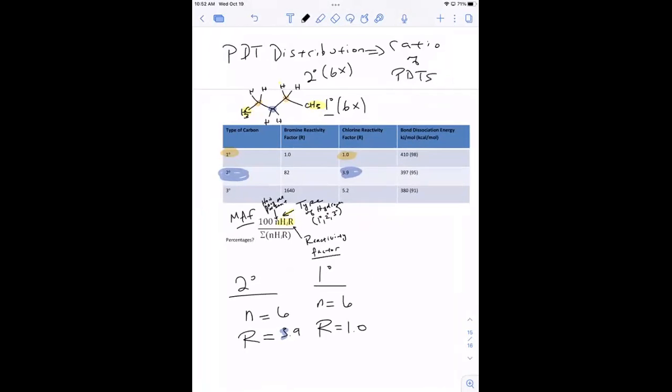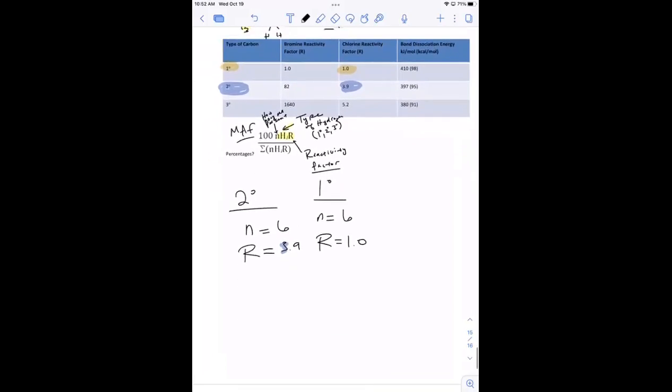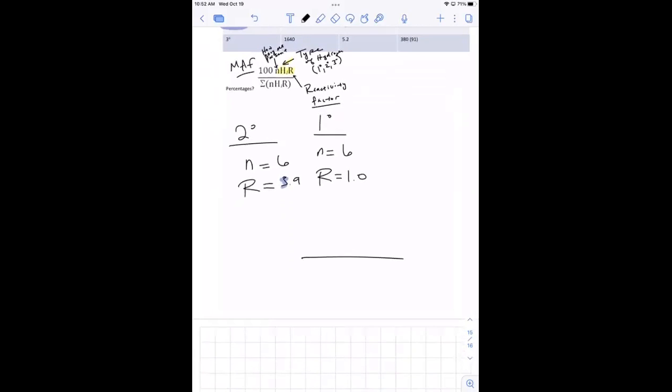So can somebody calculate 6 times 3.9? It's going to be close to 24. And then 6 times 1 is 6. That's how we're going to get that bottom number, the sum. We're going to add up all the values. 6 times 3.9 is 23.4.